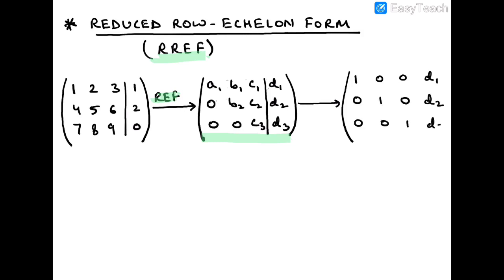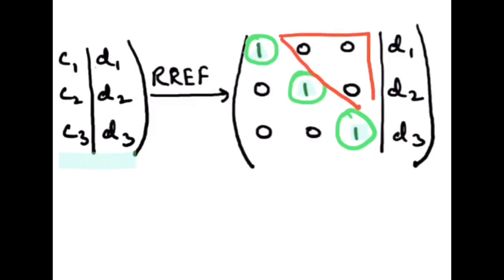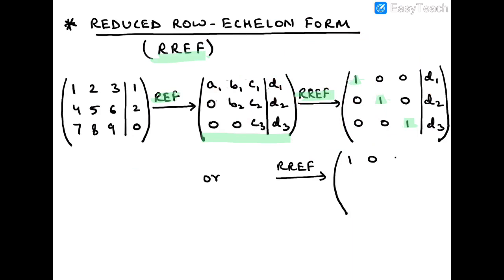leading coefficients are 1 here. So if we can bring this matrix like this, where all the leading entries are 1 and other entries are zeros, then it is in reduced row echelon form. Or this is another form of matrix which is also in reduced row echelon form.